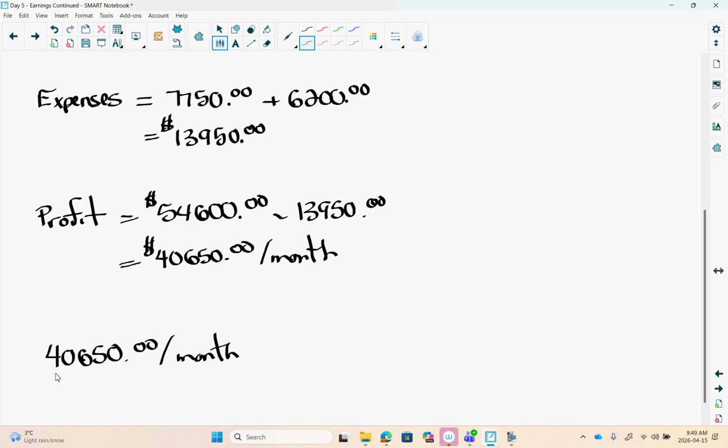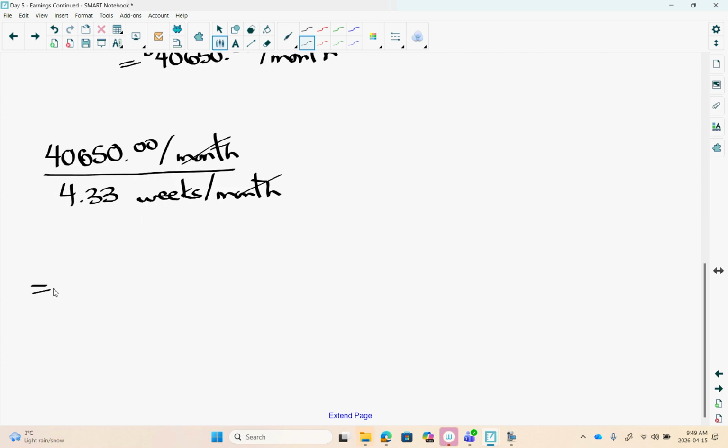Why do I divide by 4.33? It's 4.33. That's 4.3 repeating, or 13 over 3. That's weeks, average weeks in a month. The months will cancel. And this will tell me how much money she makes a week. 40650 divided by 4.33. And I get roughly, this is an approximate value, $9,387.99 per week.